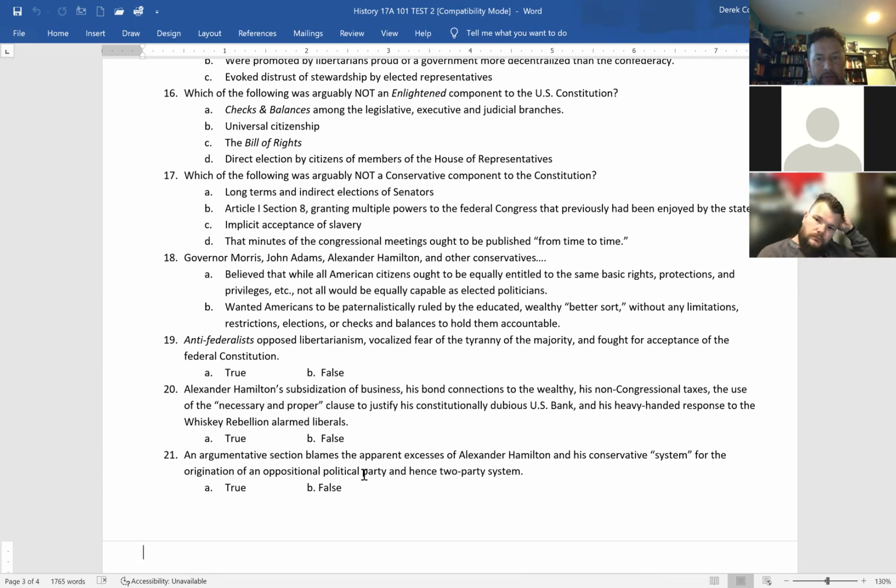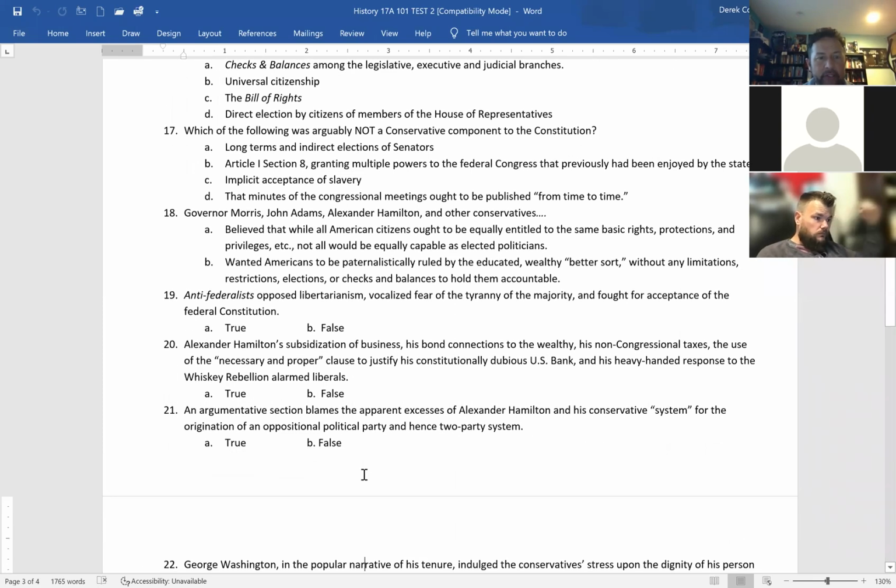Remember, the conservatives, they still wanted checks and balances. They still wanted a constitutional federal republic. They just felt like some people are better equipped to rule than others, right? And I remember I gave you the rhetorical question: do you believe everyone's equally capable of fixing your car or writing an English paper for you, et cetera?